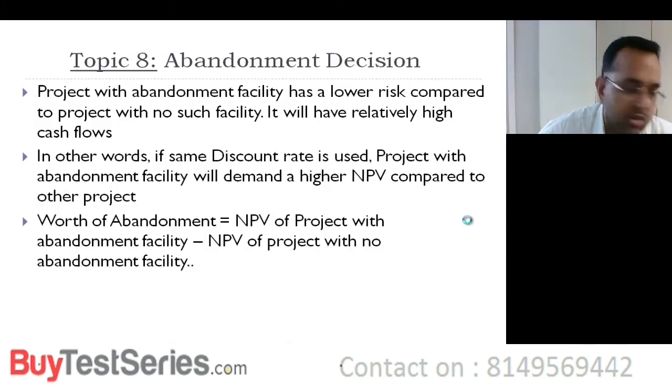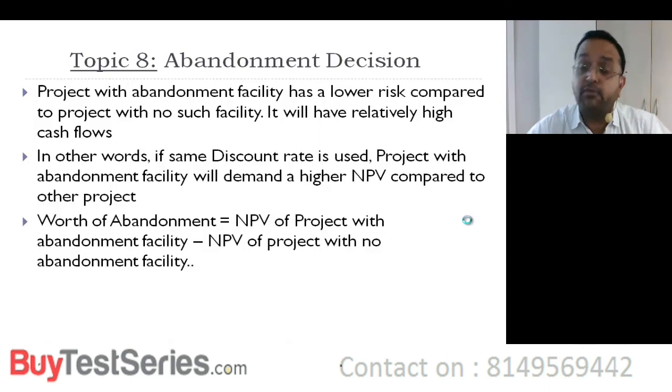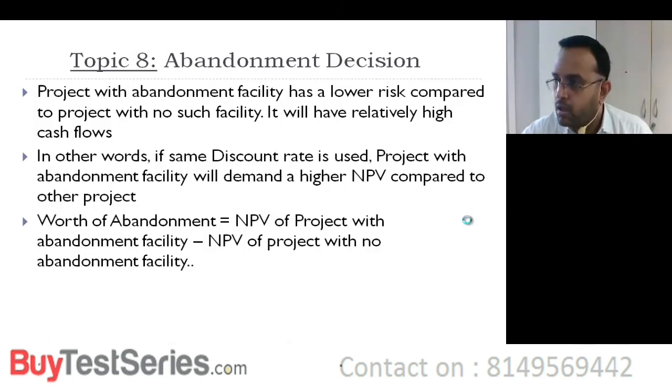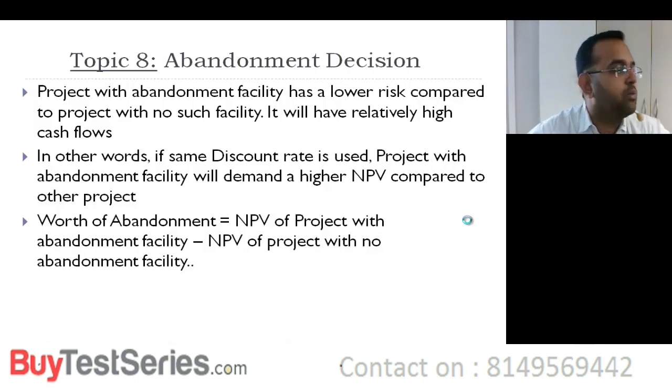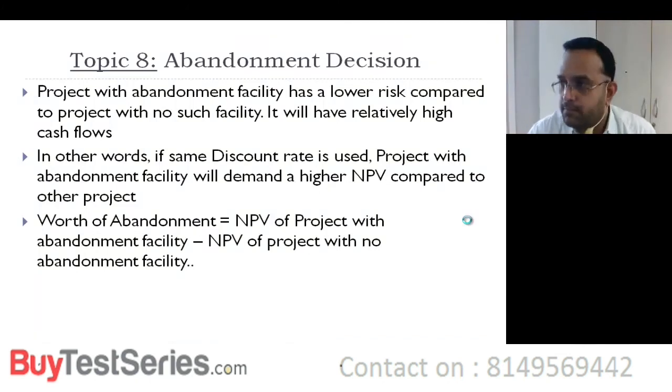So abandonment comes with a premium. He is ready to relinquish that 2% because he believes that if he sticks on to this company and a loss happens, he will lose his capital itself. As an investor, you are ready to pay a premium, or ready to accept less return, provided there is an abandonment facility involved. So for a project with abandonment and a project without abandonment, the difference in net present value is the premium that you are ready to pay to have that facility of abandonment.